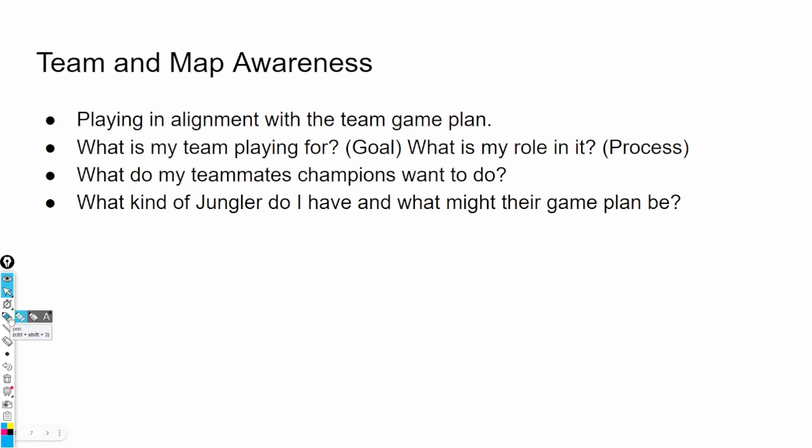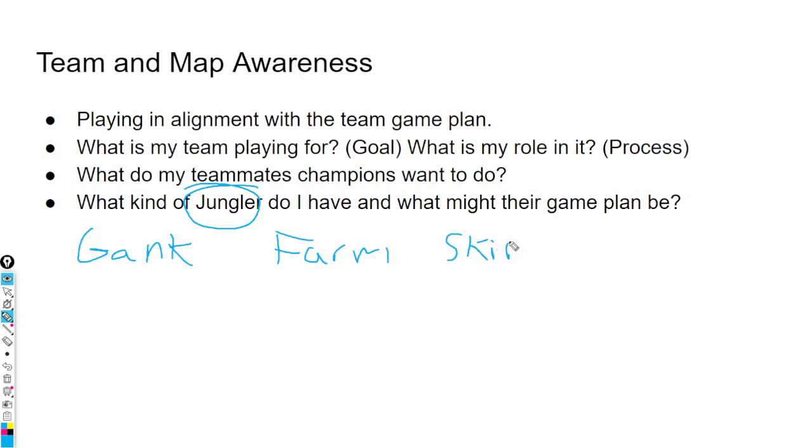A good example of this is when it comes to junglers. There are different styles of junglers with different types of game plans. And typically, there are 3 styles, which are the ganking, there are farming junglers, and then there are some skirmishy, invading junglers, right? So if you have a farming jungler on your team, you shouldn't really be expecting them to gank.